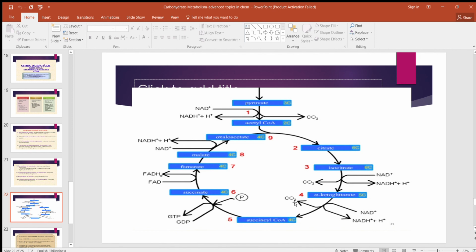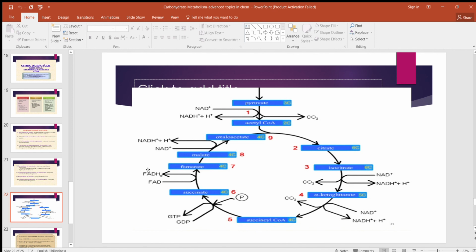Magpuproduce ka ulit ng carbon dioxide, wherein NAD plus converts into NADH plus. Okay. And then converts to 4 carbon atom into the succinyl coenzyme A, the 4 carbon atom. And then the succinyl coenzyme A phosphorylated to form GDP. So diyan tayo nagpo-produce ng ATP. And then that 4 carbon atom and also phosphorylated into succinate na 4 carbon atom.